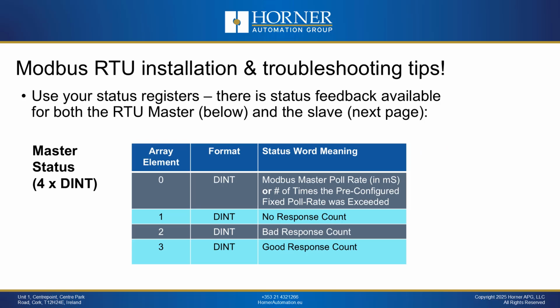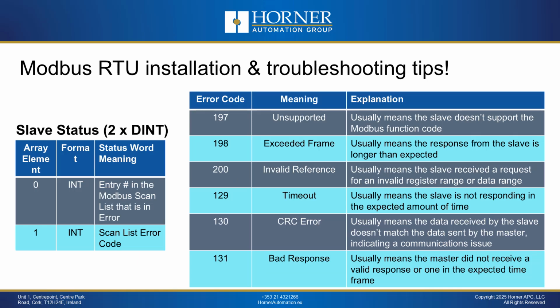Use your status register. There is a lot of good information in here. In the master, the status register will tell you how many good responses you have had from slaves, how many bad responses, and how many no responses. It will tell you how long it has taken you to get through your scan list of data, or if you are working on a fixed poll rate, how many times you have exceeded that poll rate. On the slave side of things, the status register tells you if you have any problem in your scan list.